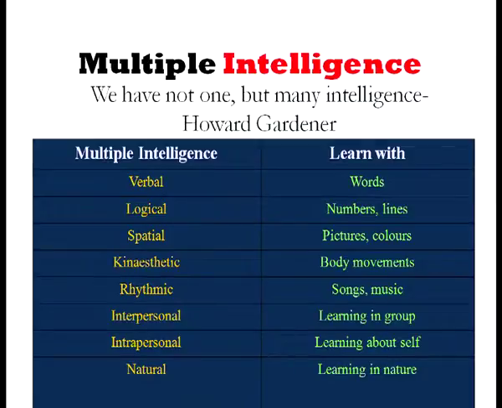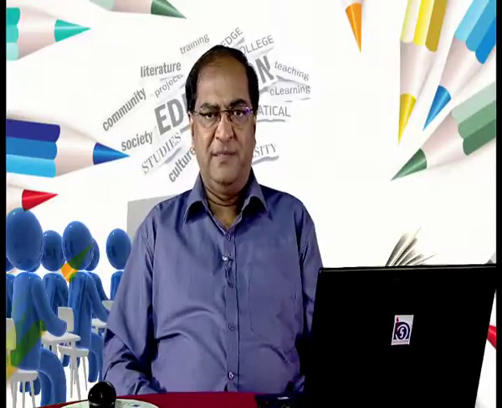There are many people who are intelligent in, say, music, like Lata Mangeshkar. She may not be good in other things like verbal or logical, or some player like Sachin Tendulkar or MS Dhoni, they are good at kinesthetic, but may not be good at rhythmic intelligence or verbal or logical intelligence. So, we have different types of intelligence. So, let us try to understand how many types of intelligence we have now.